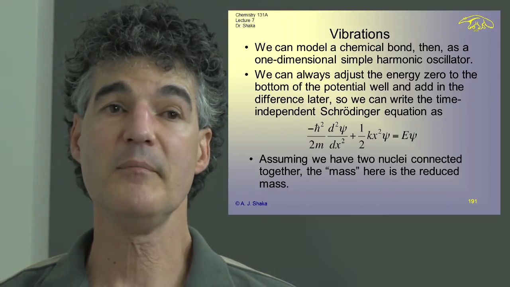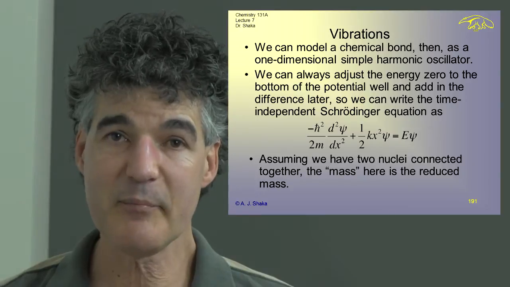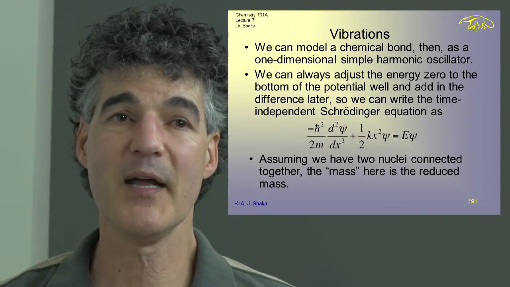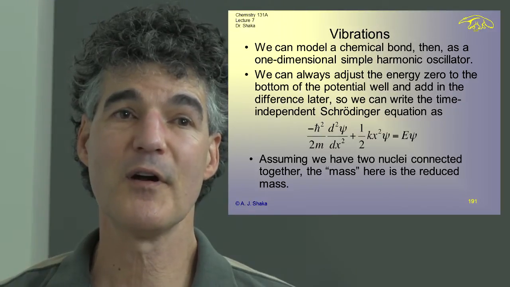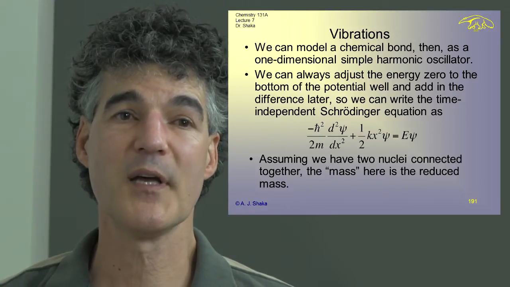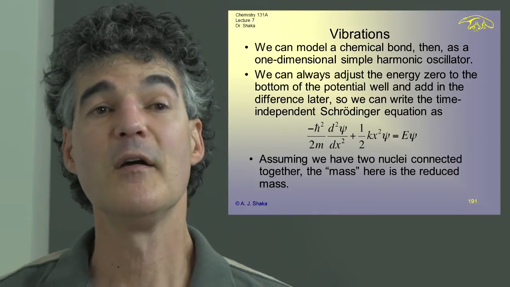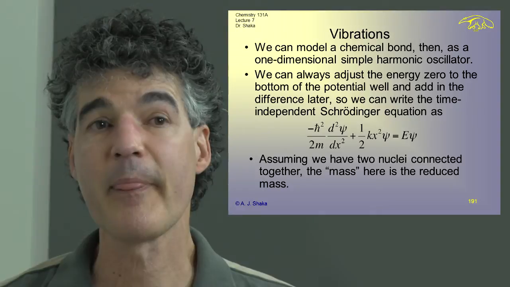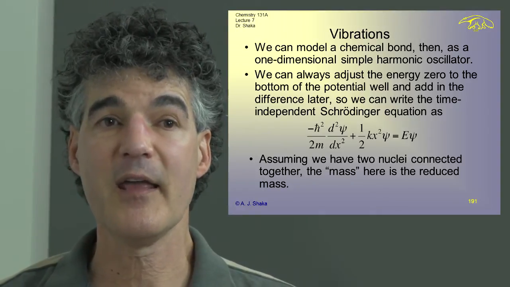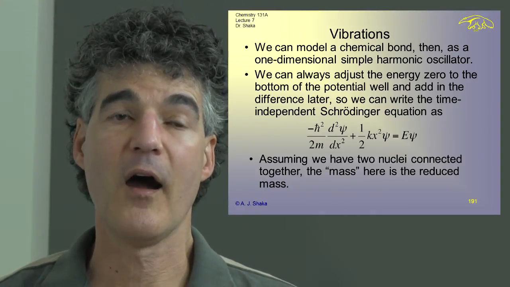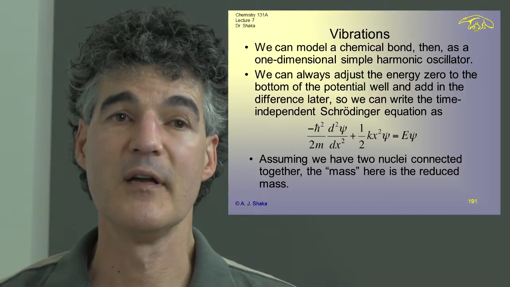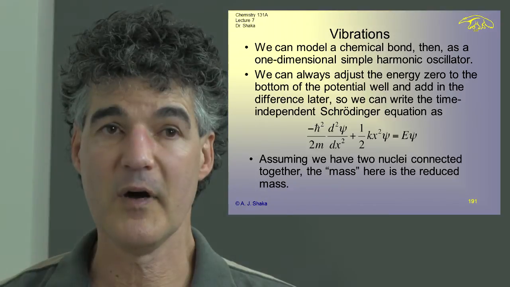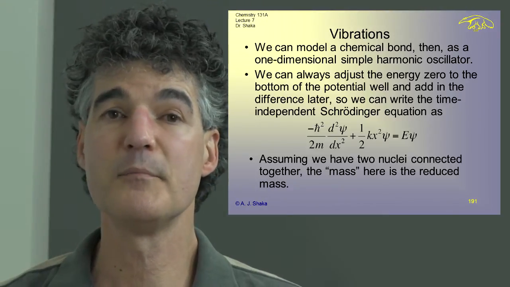We get the same tired old time independent Schrödinger equation to solve. Minus h bar squared over 2m d squared psi dx squared, now plus 1/2 k x squared psi is equal to E psi. And given k and m, our task is to figure out what the allowed values of E are and what the functional form of psi is.